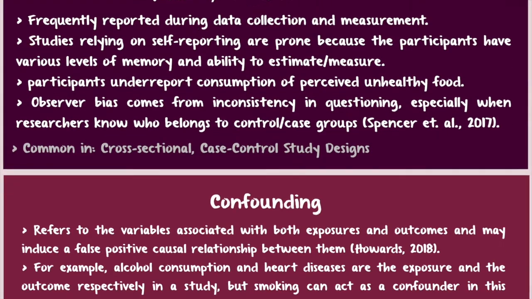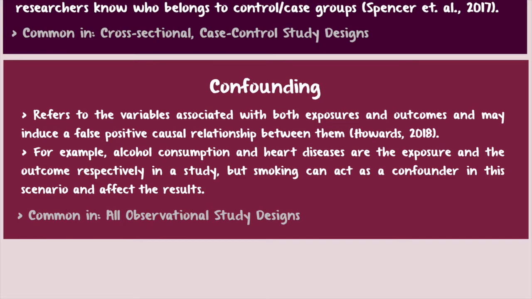Another source of bias is confounding, which refers to the variables associated with both exposures and outcomes and may induce a false positive causal relationship between them. For example, alcohol consumption and heart diseases are the exposure and the outcome respectively in a study. But smoking can act as a confounder in this scenario and affect the results, particularly in observational study designs.